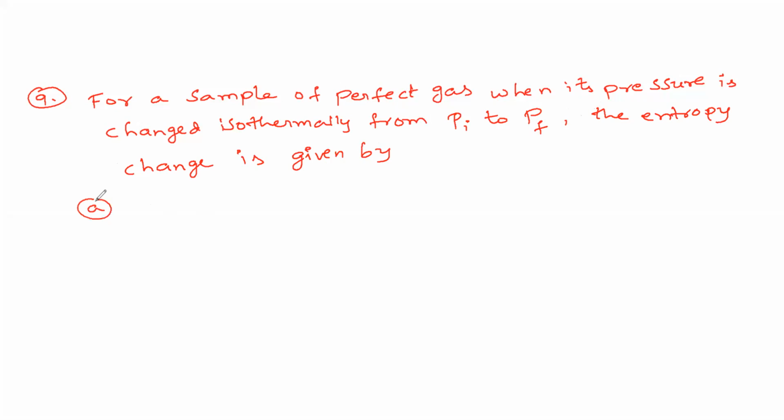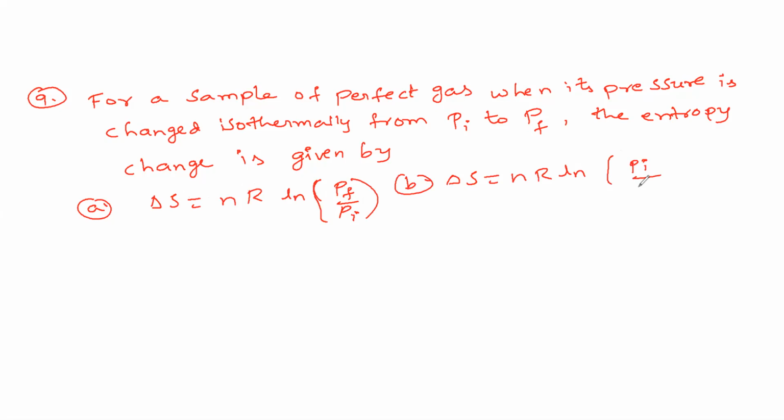First option. These are direct formulas. Delta S is equal to nR ln (natural logarithm) P final by P initial. Second option, delta S is equal to nR ln P initial by P final. Third option, delta S is equal to nRT ln P final by P initial.